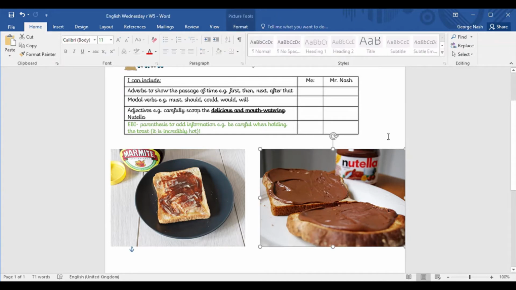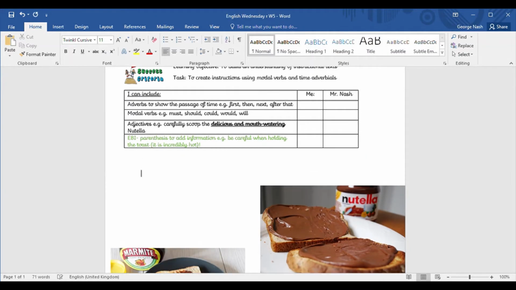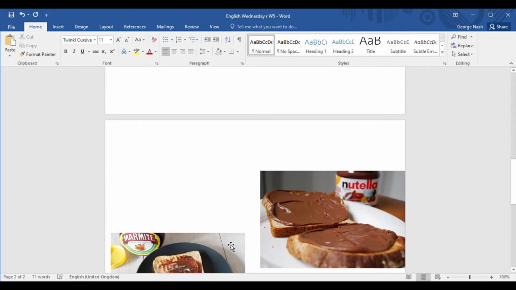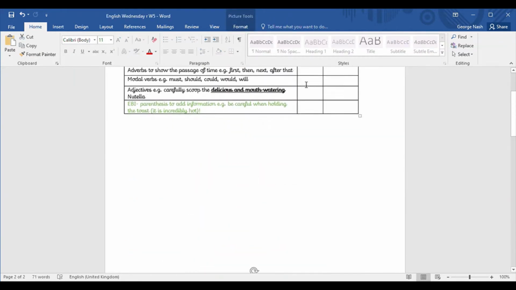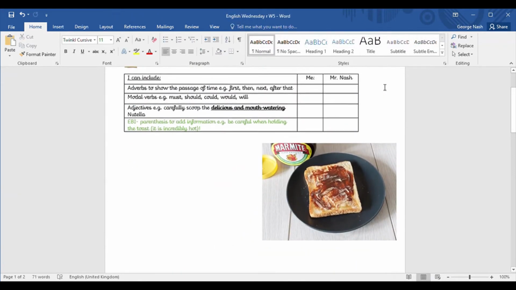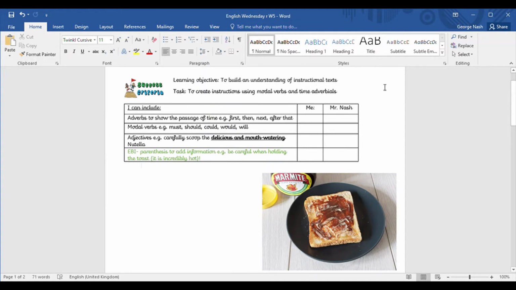Okay, so I'm going to get rid of Mr. Nutella here because I don't want Mr. Nutella because that's going to be your job. So I'm going to bring Mr. Marmite up to the top and I'm going to write my instructional text about Marmite. Okay, and how to make a delicious piece of toast with Marmite on it.